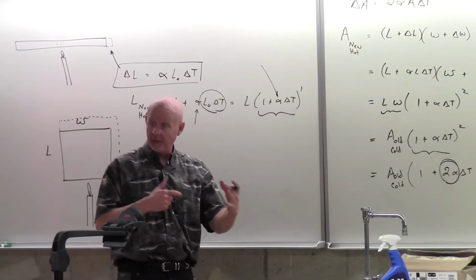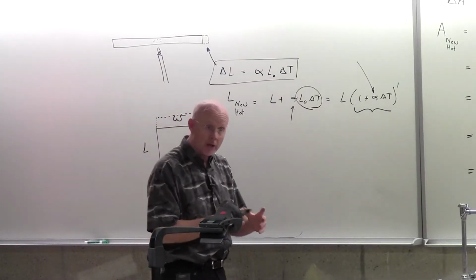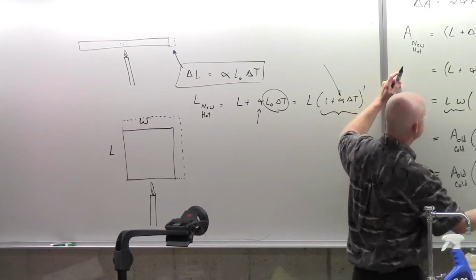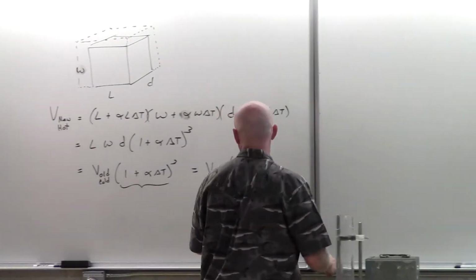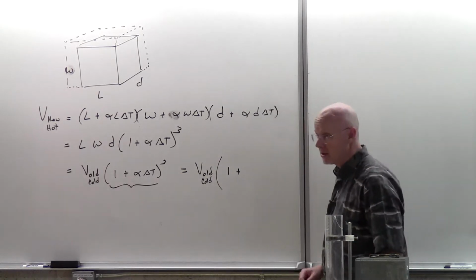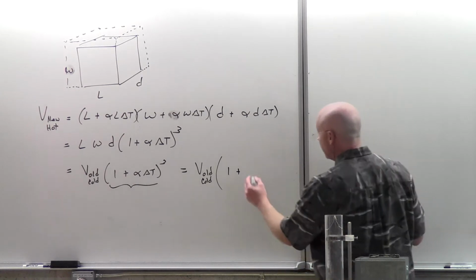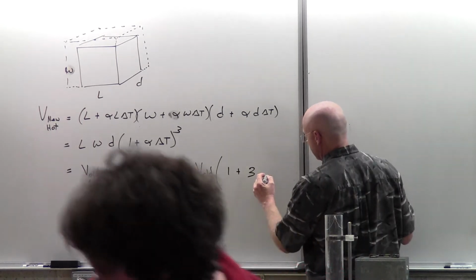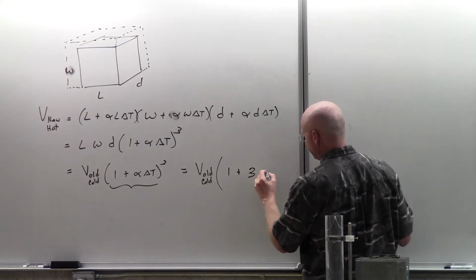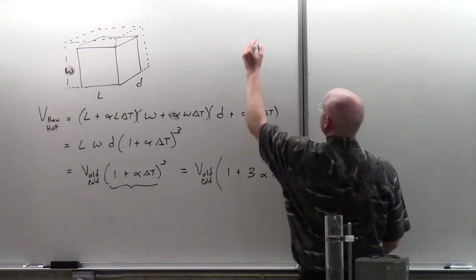And so we would get an alpha for each direction. And so we can real quickly then calculate the increase in area. What would happen over here for volume? 1 plus, all right, so it's 3. Maybe I better get this in the right order here. Alpha delta t. I guess I got to think myself.